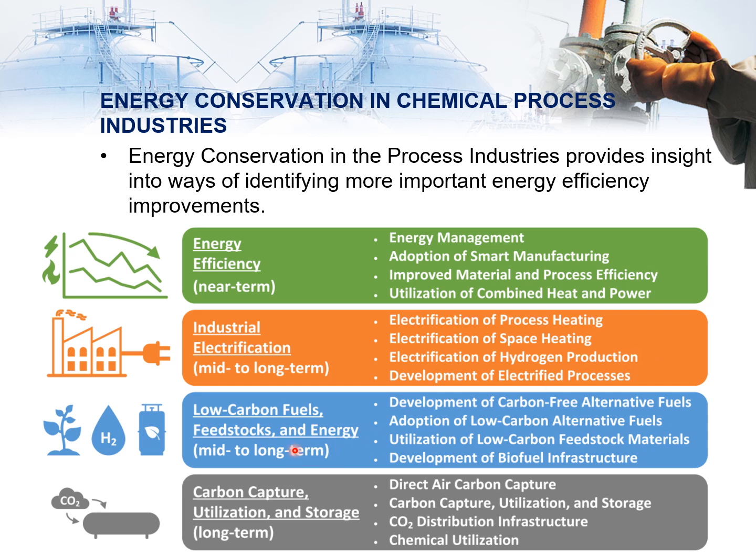We consider low carbon fuels, feedstocks, and energy, how we are able to utilize the development of biofuel infrastructure and prevent a lot of carbon from going into the atmosphere. We look at carbon capture, utilization, and storage, that's CCUS. We look at how we can capture carbon in order to prevent a lot of pollution or pollutant from escaping into the atmosphere. These are some of the energy conservation processes in the chemical industry.